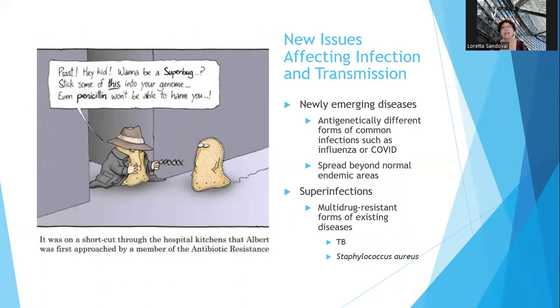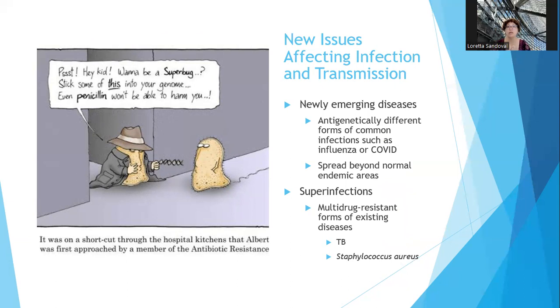So newly emerging diseases can be an issue. Antigenically different forms of common infections, such as flu, influenza, or COVID. So a new mutation can better evade the host defenses. It can better get by our barriers against that. So anytime a virus mutates, it makes it potentially more pathogenic.